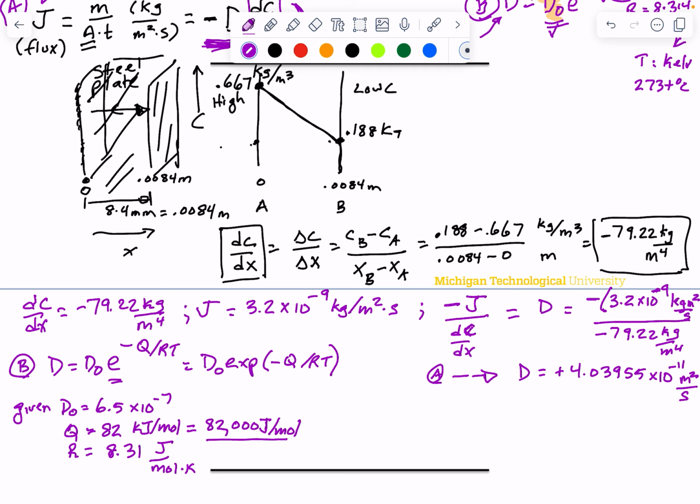All right, so given all these things, and the fact that we now know D, when we look at the formula, and I'm going to do this in red, we know D, we know D naught, we know Q, we know R. So we're solving for T. So we're going to need to do a little bit of manipulation with this formula. So let me begin to do that.